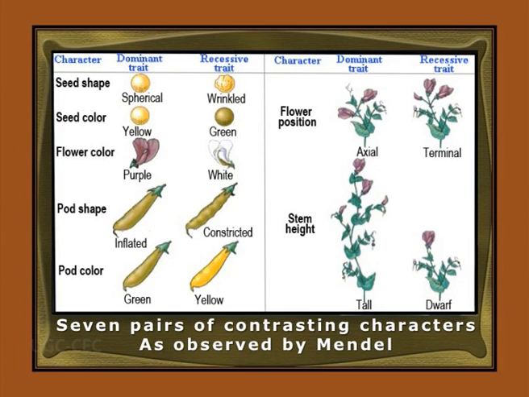That included the seed shape, where spherical dominated over wrinkled; seed color, yellow and green; flower color, where purple or pink dominates over white; and pod shape, inflated and constricted as the dominant and recessive characters. Pod color green is dominating over yellow. The flower position, that is the apical flower, is recessive to the axial flower, which is dominant, and at the same time the stem height, where the tall pea plant is dominating over dwarf.